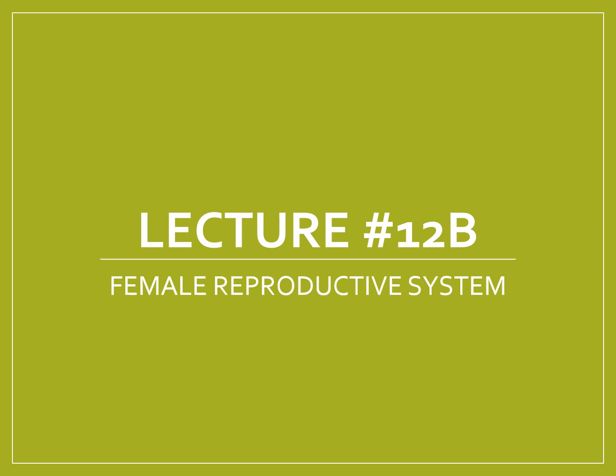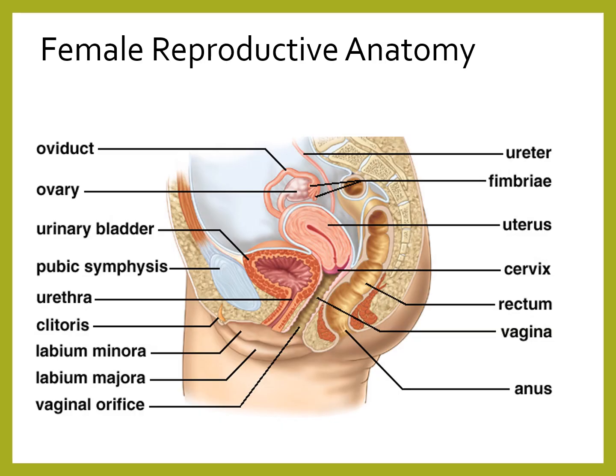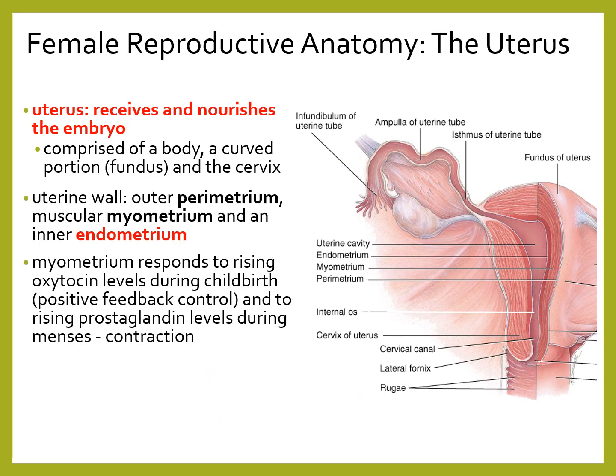Welcome back, everybody. Our next mini lecture in the reproductive series is going to be on the female reproductive system. Here's a very simple anatomical picture of a sagittal section of the female reproductive system so you guys can reacquaint yourself with the parts. The uterus physiologically receives and nourishes the embryo.